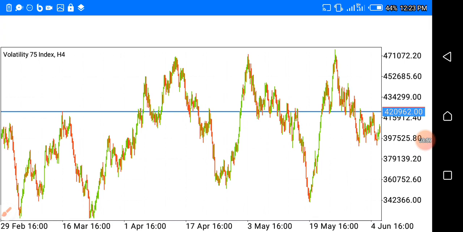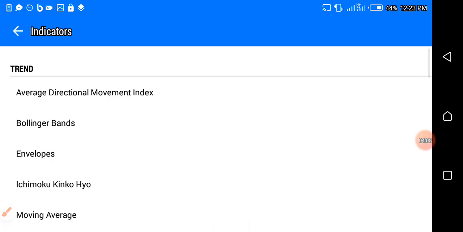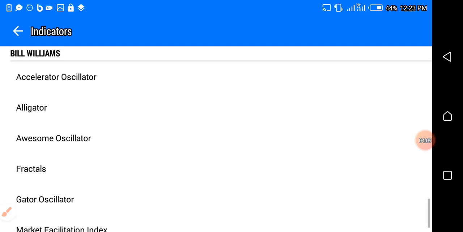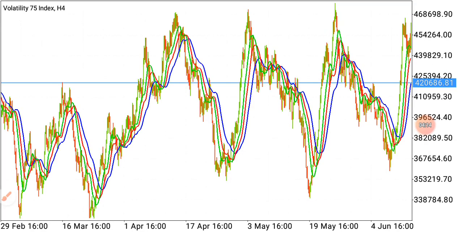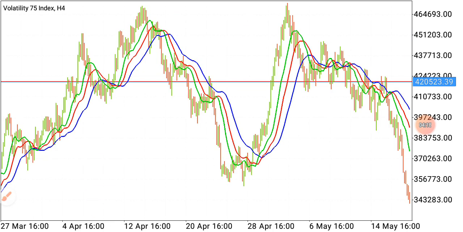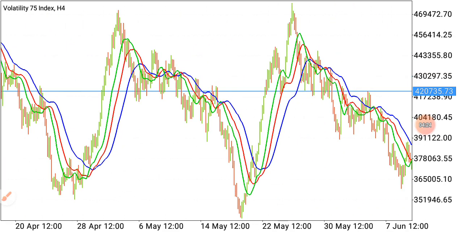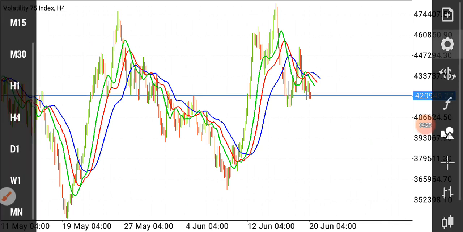Okay, so now I am adding a little bit of a tool to this, which will enable you guys to see this picture clearly. So I'm adding an alligator indicator by default. You can see how the chart has changed. Okay, it's a little messy, but you'll get the whole point in due time. Now on this, you will know how to trade this whole thing.